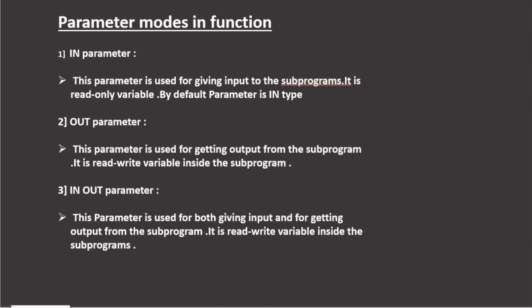Now let's see parameter modes in function. A function has zero or more parameters. Each parameter has one of the three modes: in parameter, out parameter and in out parameter. So first one is in parameter. In parameter is used for giving input to the subprogram. It is a read only variable. By default the parameter is in type. Second one is out parameter. Out parameter is used for getting output from the subprogram. It is a read or write variable inside the subprogram. And last one is in out parameter. In out parameter is used for both giving input and getting output from the subprogram. It is a read or write variable inside the subprogram.